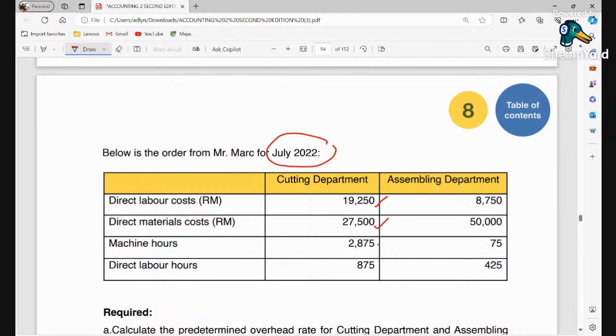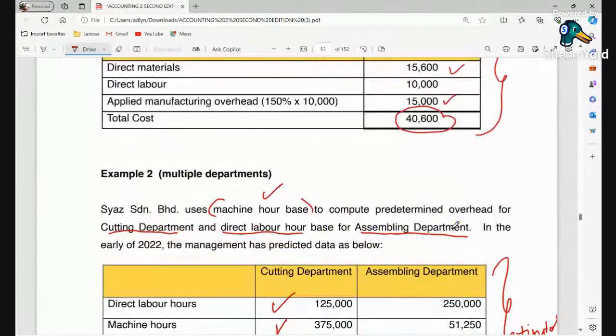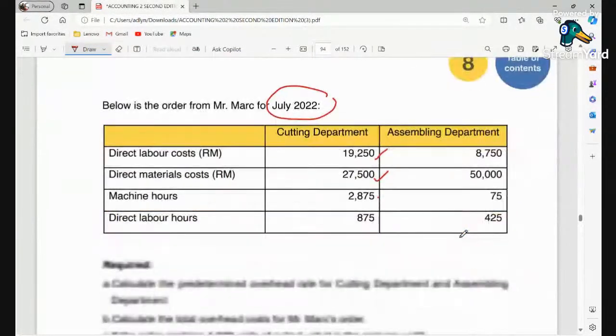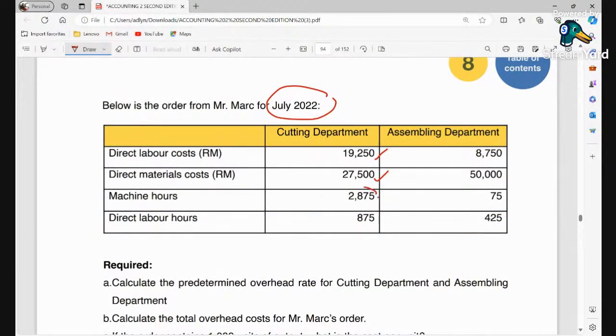So you need to look back at the question. Sebab tadi dia dah bagi tahu the cutting department is using the machine hours, whereas the assembling department is using the direct labor hours. So for cutting department, I am using the machine hours as the basis, and whereas for assembling department, I will be using the direct labor hour basis. Is that okay? All right. So we have two different bases to be used to calculate the POR.